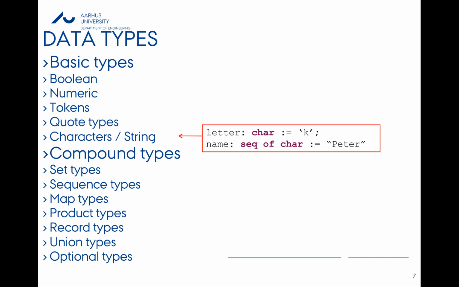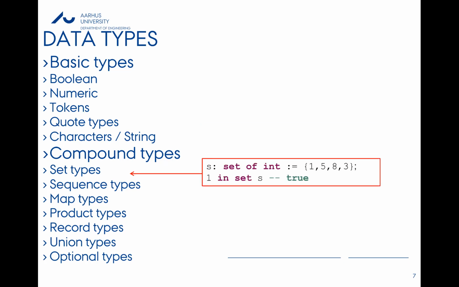And we have a number of characters. Characters can be put together to form a sequence of characters, and then you have a string like Peter here. From a compound type perspective, we have a notion of sets. I will come back to sets in a minute, but here you see an example of a set called S. It's assigned to the set of 1, 3, 5, and 8. And then there is a membership question whether 1 belongs to the set S, and that's true.